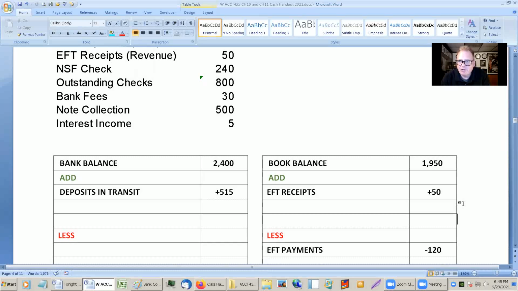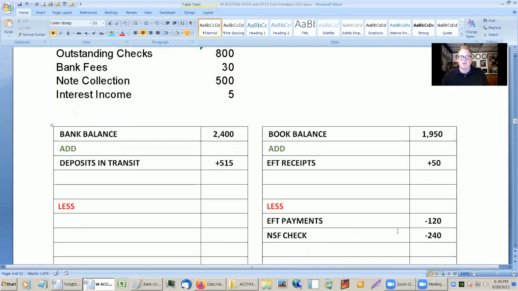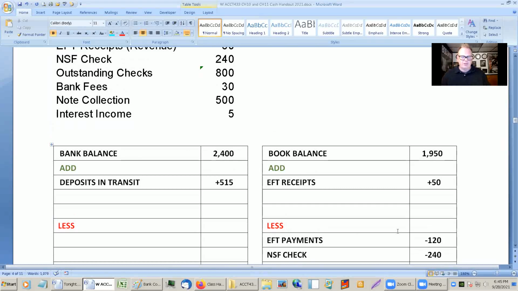Good. Yeah, the NSF check, usually the bank, it depends on the size of your operation, but a lot of times if it's a somewhat common thing, they'll just put it in the bank with a bank statement of the returned checks. So NSF check, you have to take it out of your cash. Because in that 1950, that $240 is in there, but we got to take it out because it didn't clear. And you don't forget about it. You help the customer and have them come buy the check back from you for cash or something.